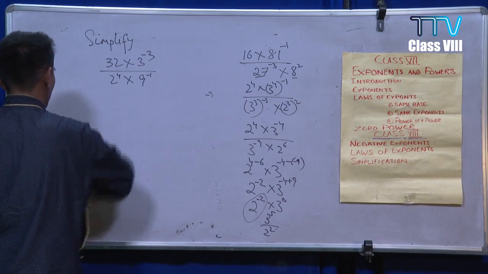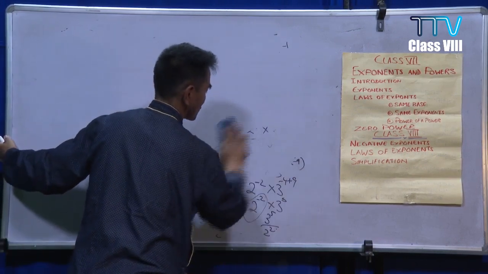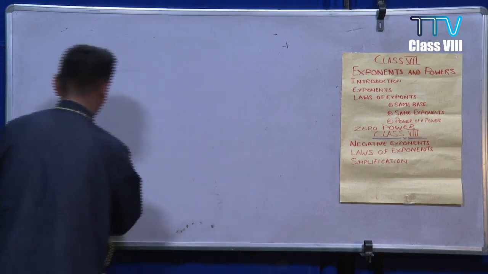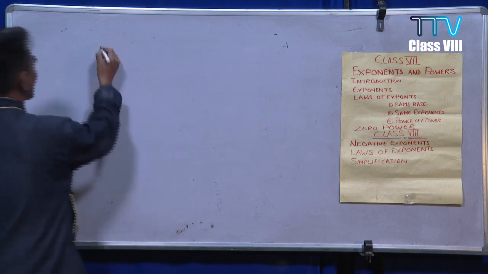The name also is 0 exponent. The 0 exponent: any number with power 0 is 1.